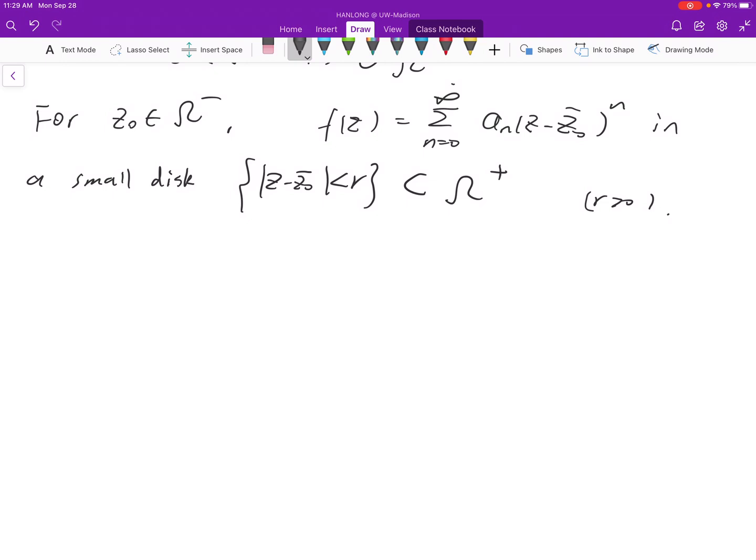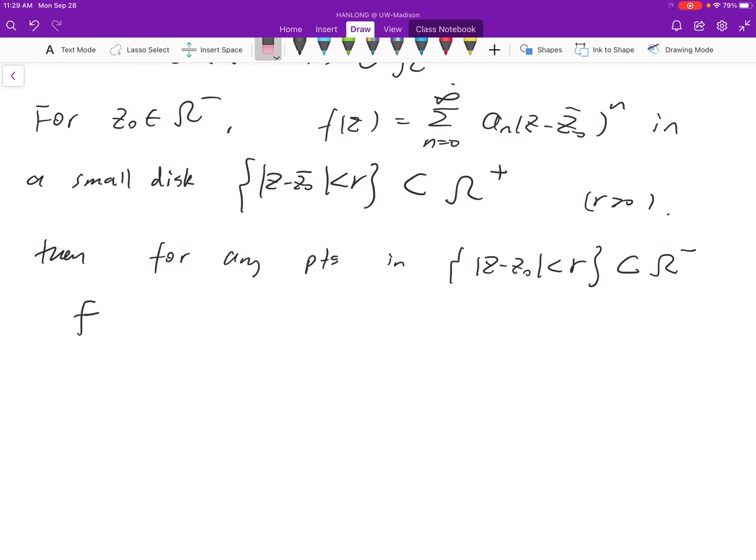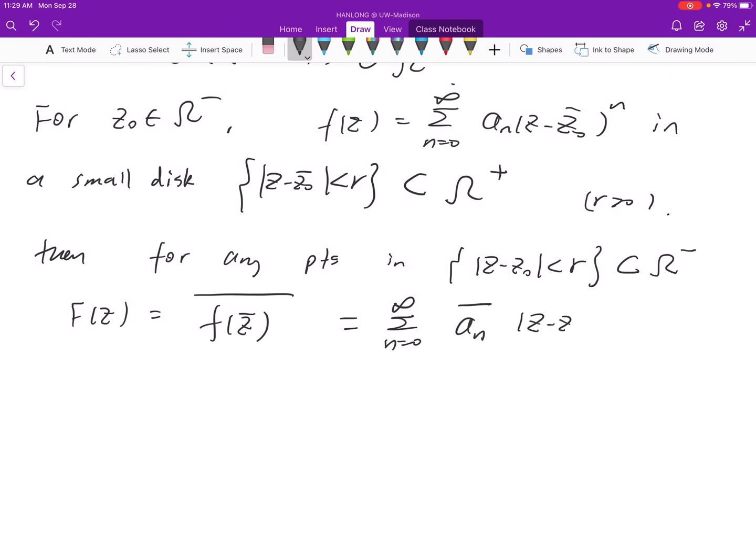Therefore, you can find this formula, and then for any point in |z minus z0| less than r contained in omega minus, capital F(z) is the conjugate of f(z bar), which is the summation from 0 to infinity of a_n bar times (z minus z0) to the nth power.